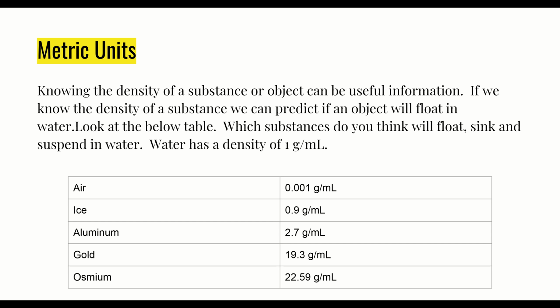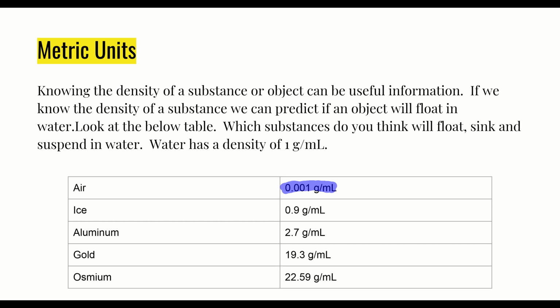So looking at this information in our table, we can see that we have air, ice, aluminum, gold, and something called osmium. All right, so air has mass, and so it's going to have a standard density as well because it also has a form of volume. So we can have a density for air, and that's going to be 0.01 grams per milliliter. Looking at that, we can identify that air is going to float. So let's pick a color here. I'm going to highlight anything that's going to float in blue. So let's go ahead and highlight this. That's going to be floating.